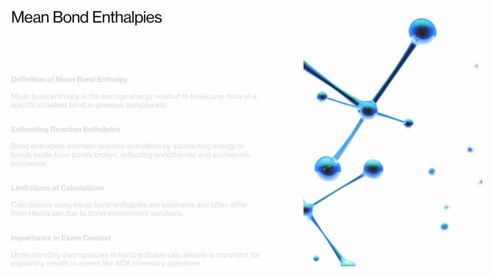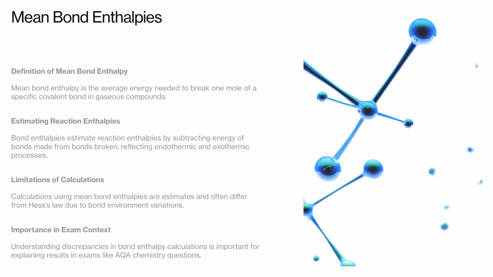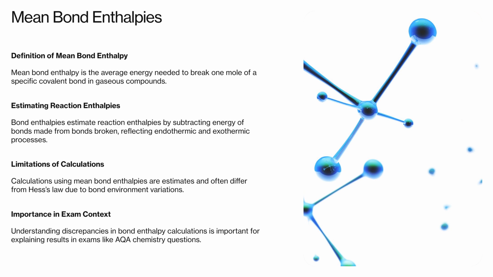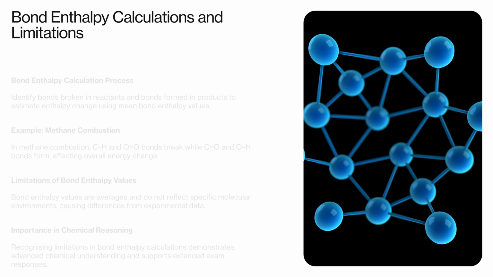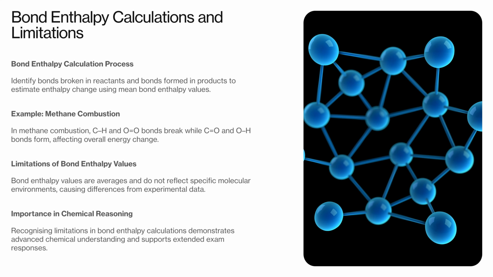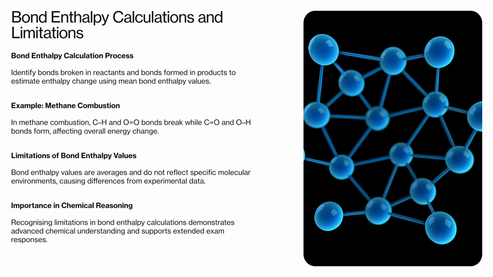Mean bond enthalpy is defined as the average energy required to break 1 mole of a particular type of covalent bond in the gaseous state, averaged over a range of compounds. Bond enthalpies provide an alternative method for estimating reaction enthalpies using the equation ΔH is almost equal to Σ bonds broken minus Σ bonds made. To estimate the enthalpy change of a reaction, subtract the total energy released when bonds form from the total energy required to break bonds. Remember the formula: bonds broken minus bonds formed.